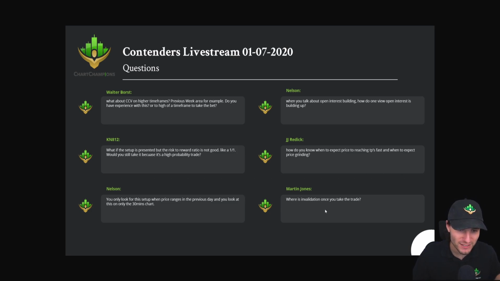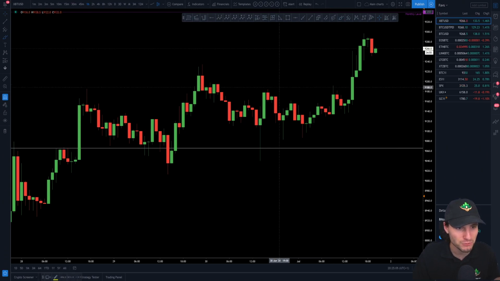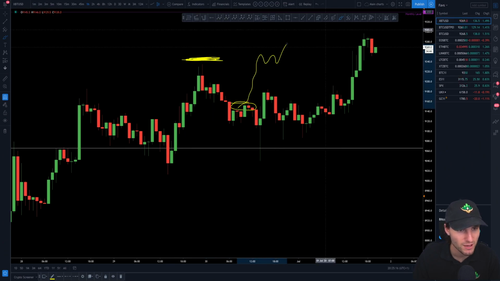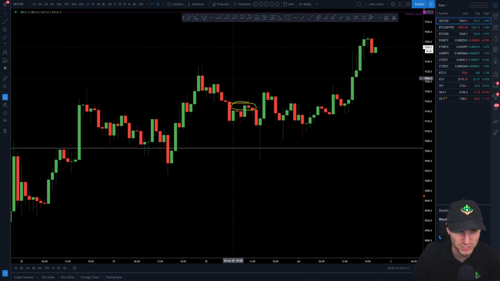So where is invalidation once you take the trade? My invalidation is not based off the previous day's value; it's based off market structure, really simply. Let's come back to here. If I was shorting here yesterday when we were getting accepted back into value, my invalidation would be back above those highs. I would say to myself, if price gets back above here, I want to be out of that trade. That's not what I would want to see happen.